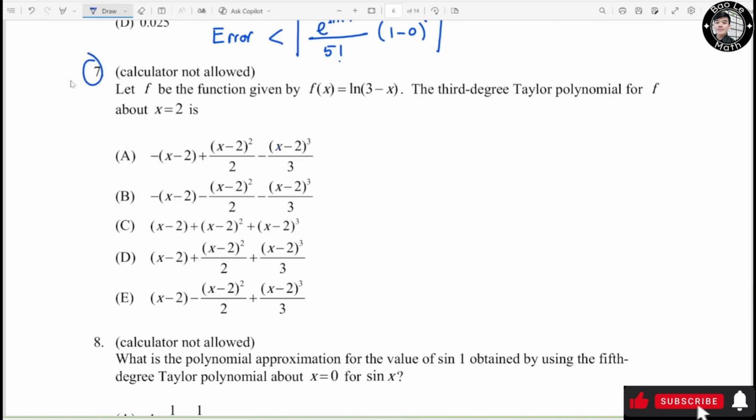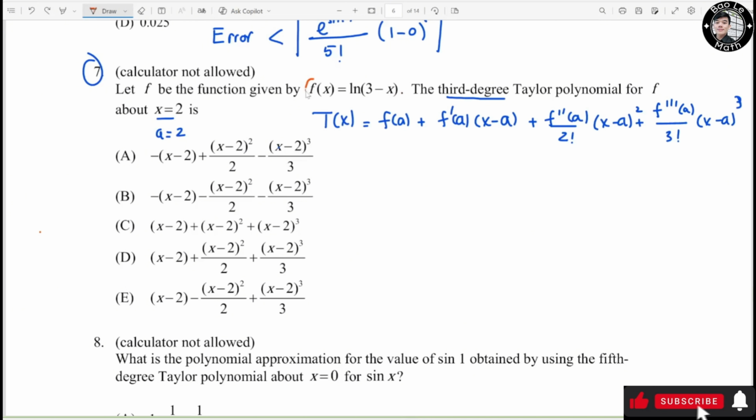Question 7. Let f be the function given by f of s equals ln of 3 minus s. The third degree Taylor polynomial for the function f about s equals 2. So this is the center, right? The center a equals 2. So the Taylor polynomial is given by the formula.